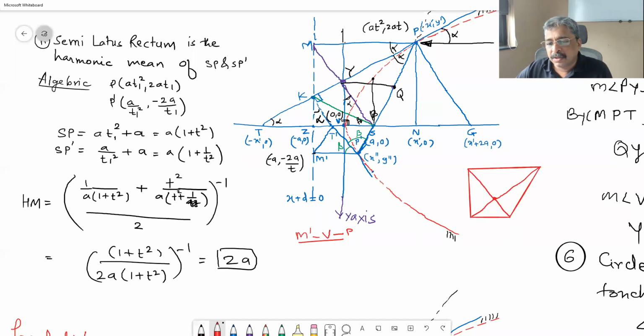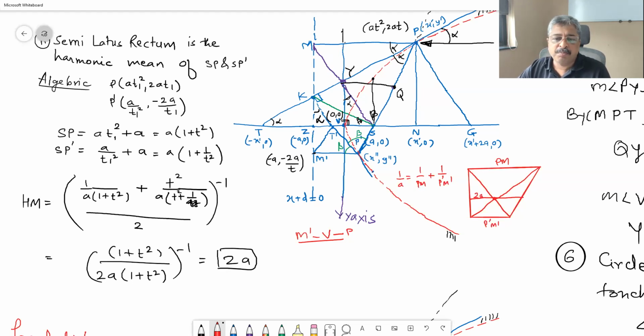Then already we know that this distance is 2a, a plus a. I mean, this is a and this is a. So this is 2a, we already know. If we prove m dash, v, p are collinear by the property of trapezium, which is, this is pm, this is p dash m dash, and the property of trapezium is 1 upon a is equal to 1 upon m plus 1 upon p dash m dash. That means this is half of this total segment.